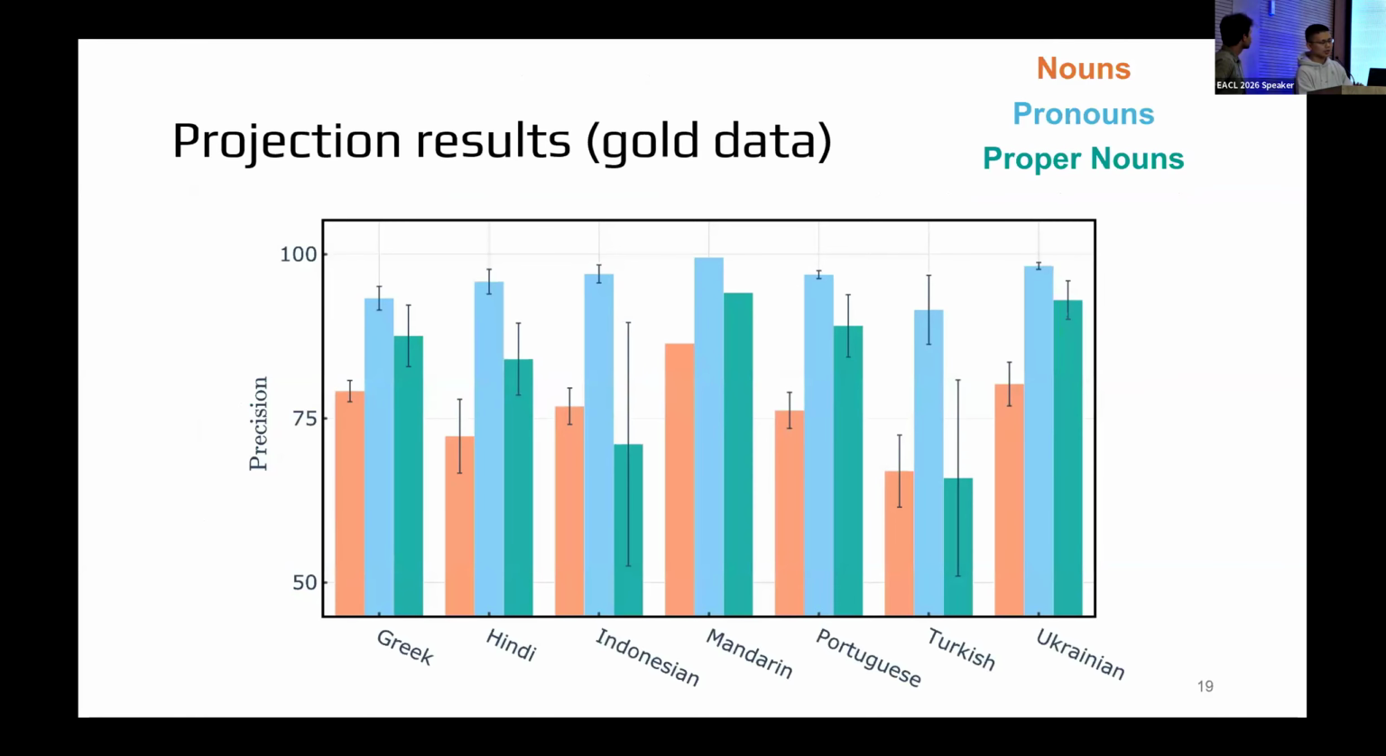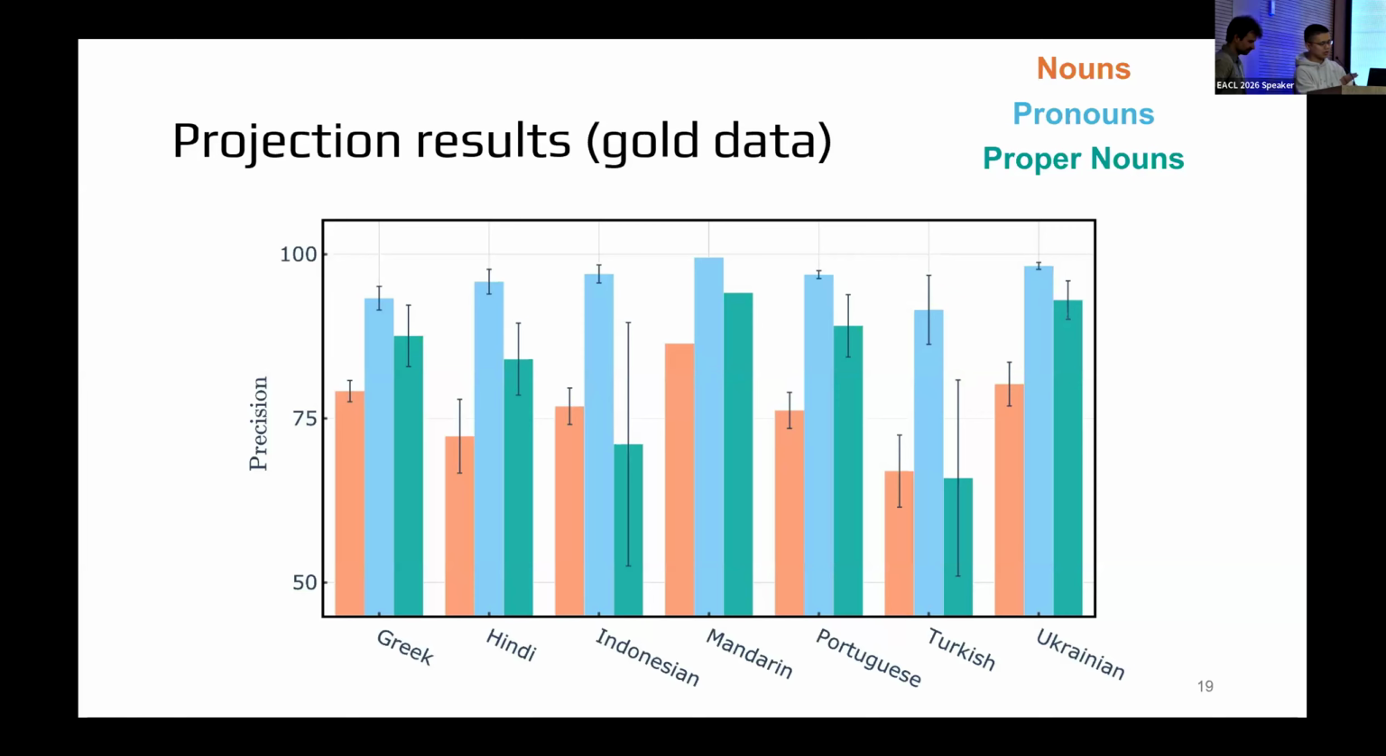And this is the performance of projection on gold data. Here we have 7 languages with gold data, and we calculate precision. The orange bar is nouns, the blue bars denote pronouns, and the green bar is proper nouns. For pronouns, the performance tends to be good, probably because for pronouns information status is mostly given, and pronouns tend to be frequent words, so they are easy to align, and their information status tends to be consistent.